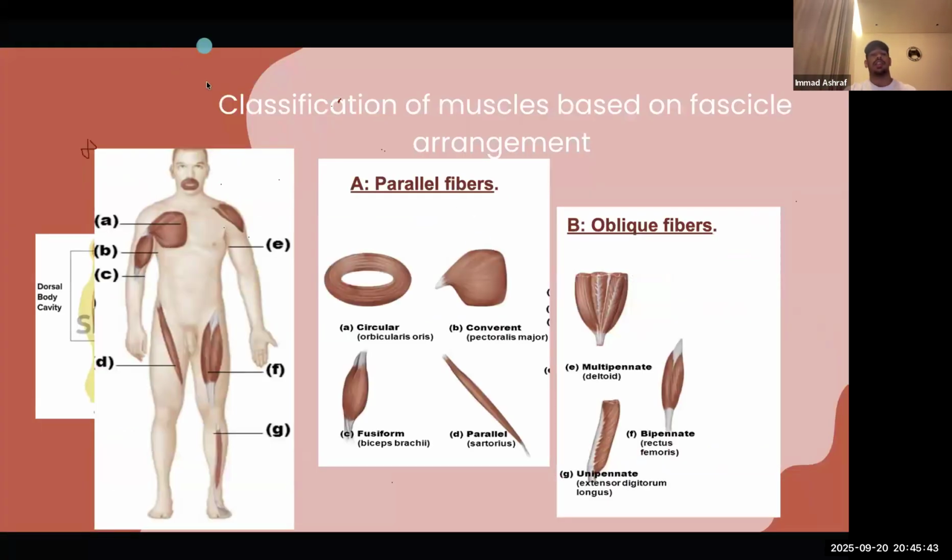Now we're going to classify the different types of muscles. Before we move on to that, does anyone have any doubts?